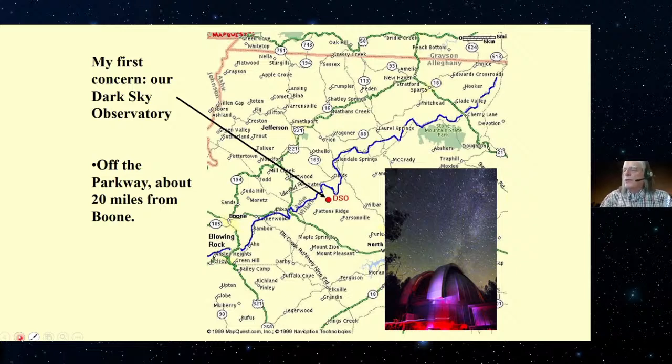And if you want to know more about that, you can go to dso.appstate.edu and explore our website. So I was worried about protecting that from the light from Boone, North Wilkesboro, West Jefferson, and other areas.